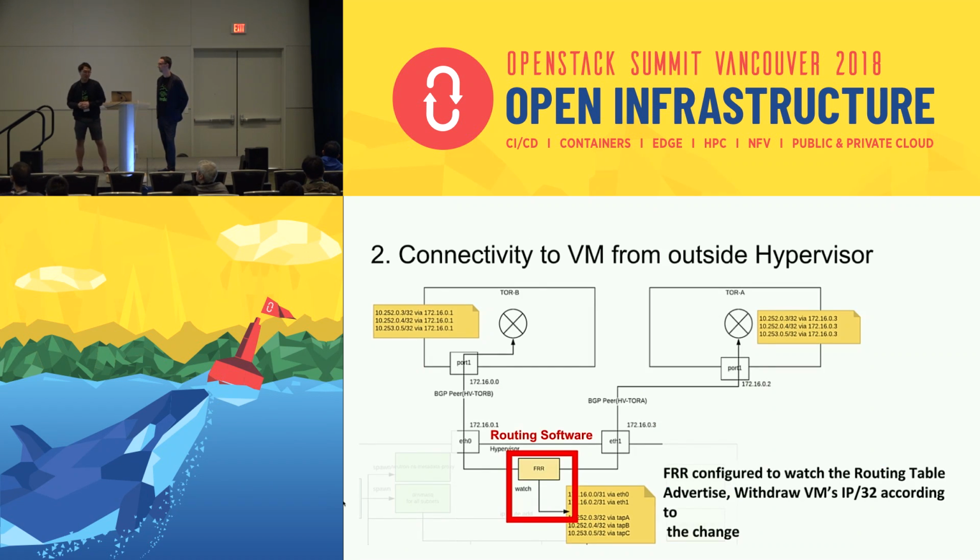But how about connectivity between VMs living on different hypervisors? All our compute nodes run the routing software configured to watch the routing tables on the hypervisor. And once the routing table has been changed, this routing software detects that change and advertises and withdraws the VM's IP according to that change. This logic advertises where the traffic intended for the VM can be sent so that the VM can be accessed from outside of the hypervisor as well.